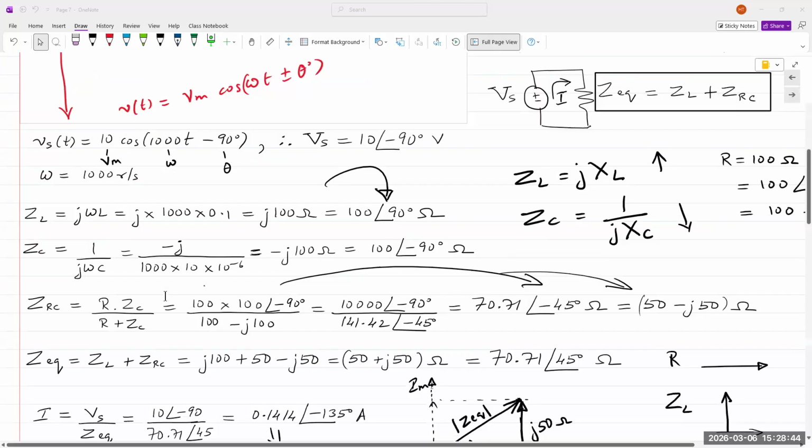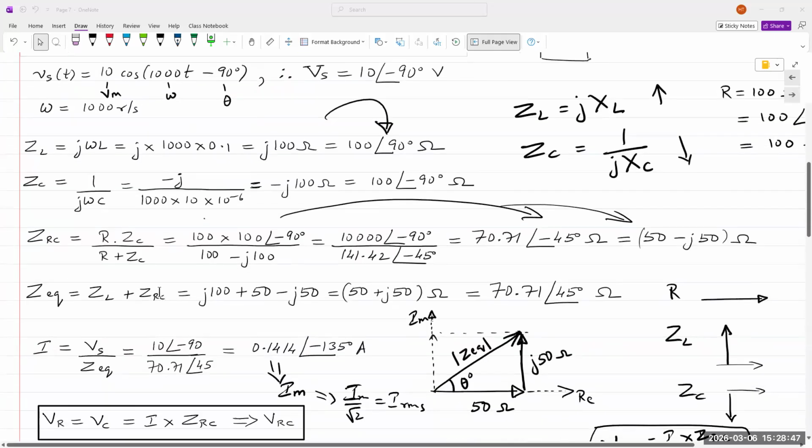All right. Once you have that, we can calculate ZRC. ZRC is capacitor and resistor in parallel. So R times ZC divided by R plus ZC gives me a value of 70.71 with an angle of minus 45. In polar coordinates, it is 70.71 with an angle of minus 45. In rectangular, it is 50 minus j50. The reason I determine the rectangular coordinates is because I need to sum them up in the next step.